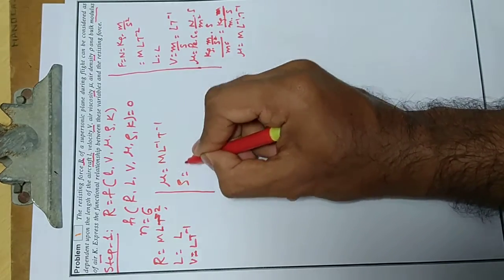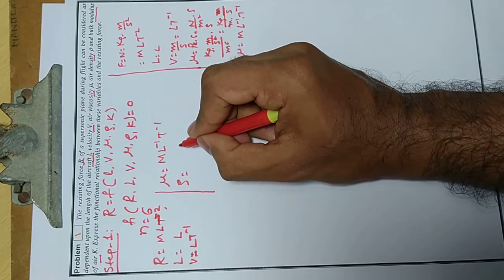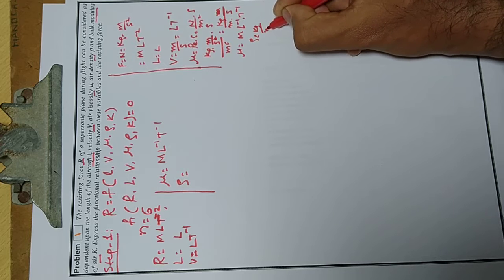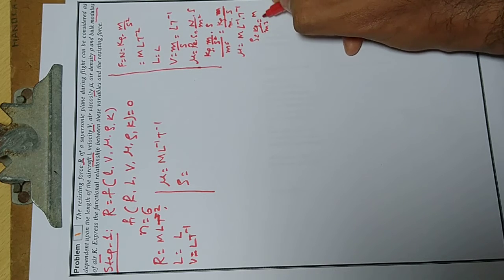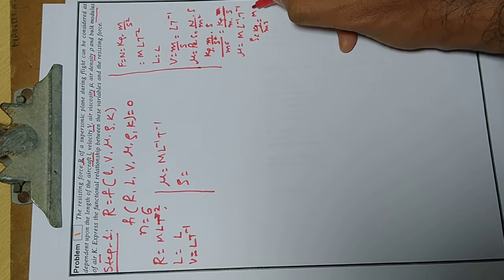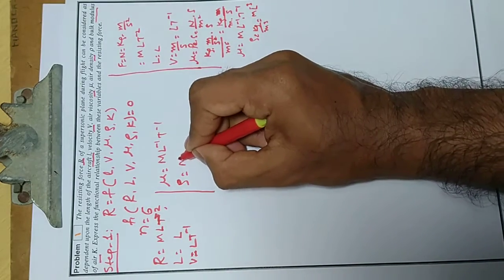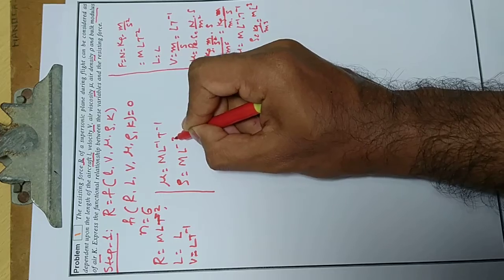Next, rho. Kg per meter cube. Kg means mass. Meter is L. If you take it to the numerator, L minus 3. Rho is equal to M L to the power of minus 3.